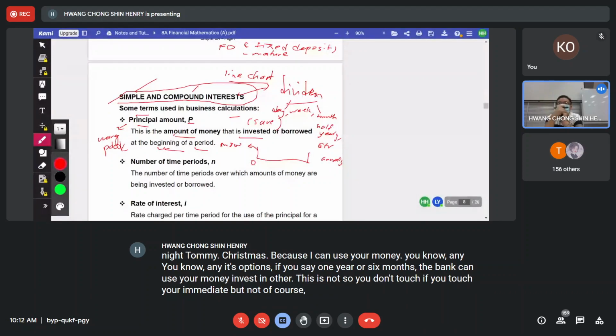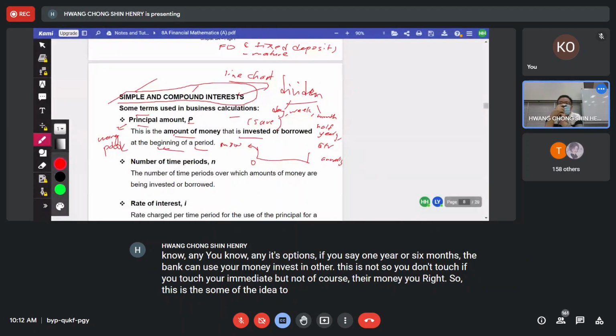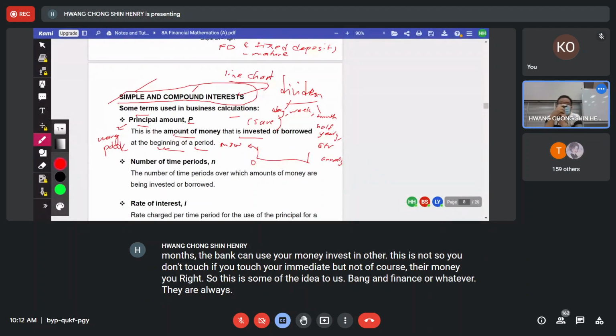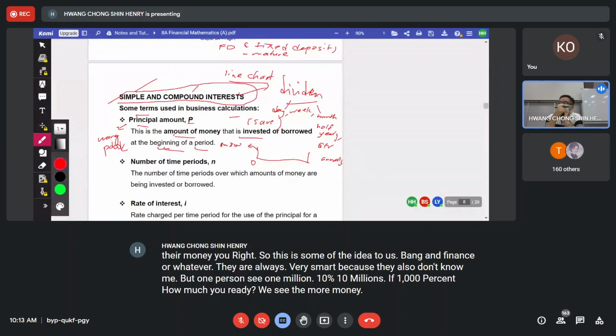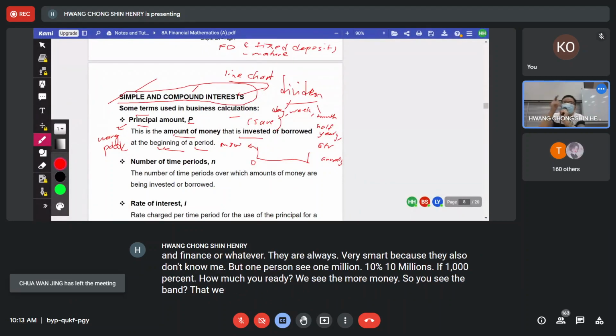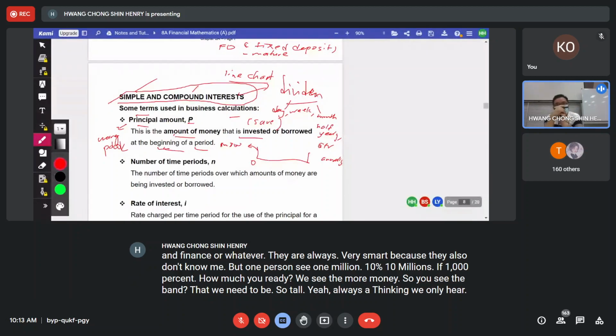Of course, they have money to pay you back, so no worry. Right? So this is some of the ideas you have to ask yourself. Banks and finance people are always very smart because they also earn money. If one person saves 1 million, 10% is 10 million, if 1,000 persons save how much already? You see the amount of money. That's why you see the bank building so big, so tall, and they are always making what we call legal money.